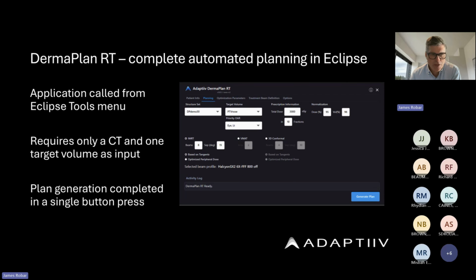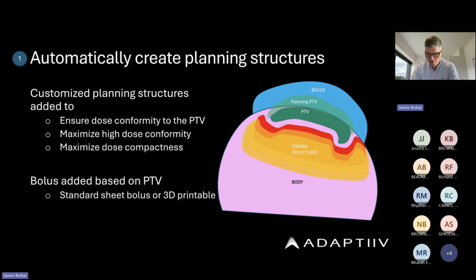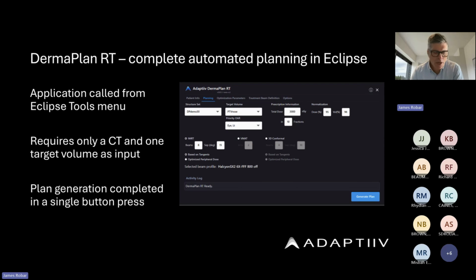The input requirements are pretty minimal. You just need a CT with a body contour and one target volume. You can incorporate organs at risk as well. And our goal in developing this was full automation, so generation of a plan, a dose distribution, with a single button press and no user interaction. And we've met that goal. So how does this actually work when you hit that generate plan button on the bottom right?